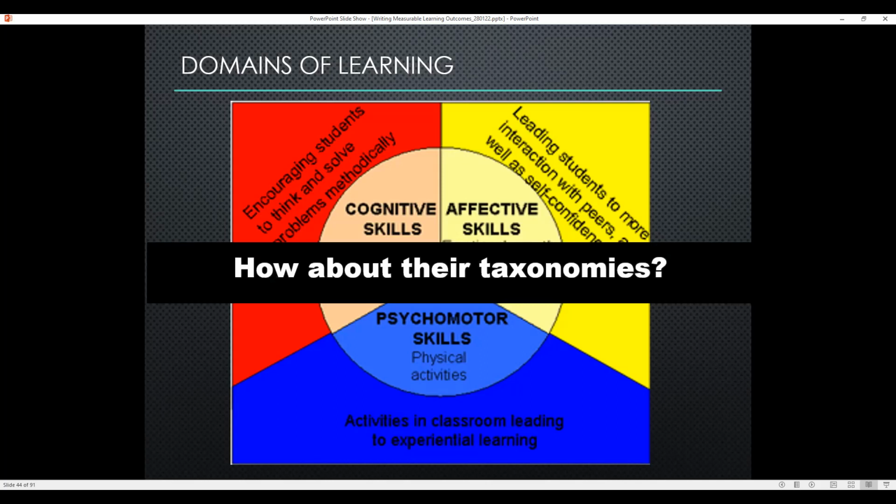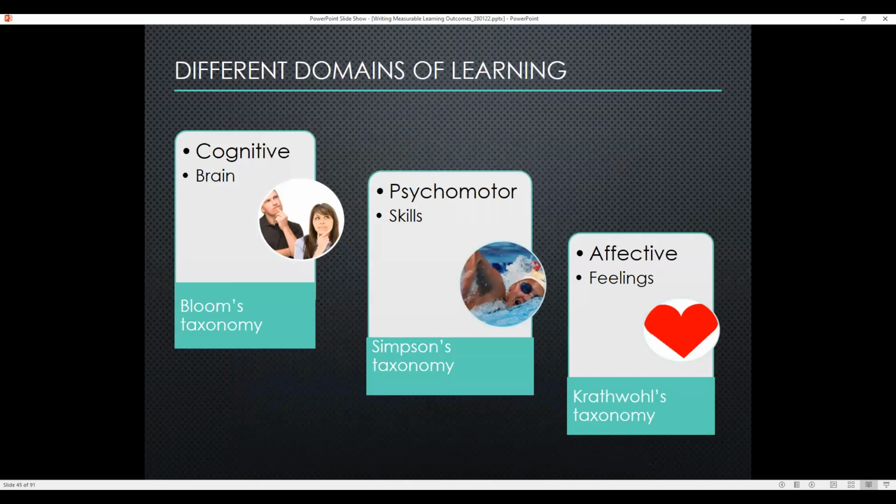Their taxonomies, the ones that we use to measure all these things. Anybody? Cognitive, what do we use? Bloom's taxonomy. Yeah, Bloom's taxonomy. That's the widely used one, applied to almost everything. Okay, so yeah, that's correct.